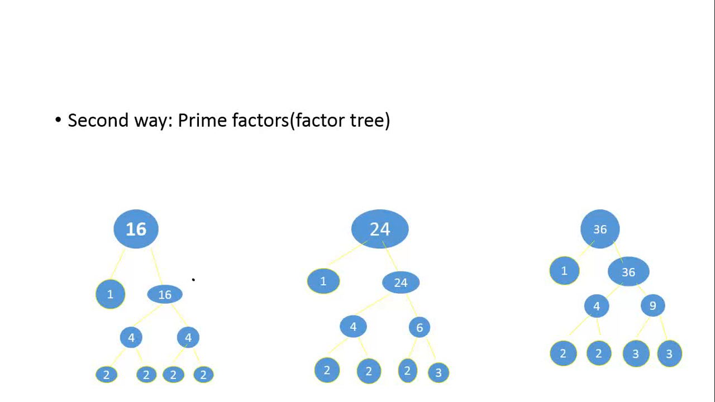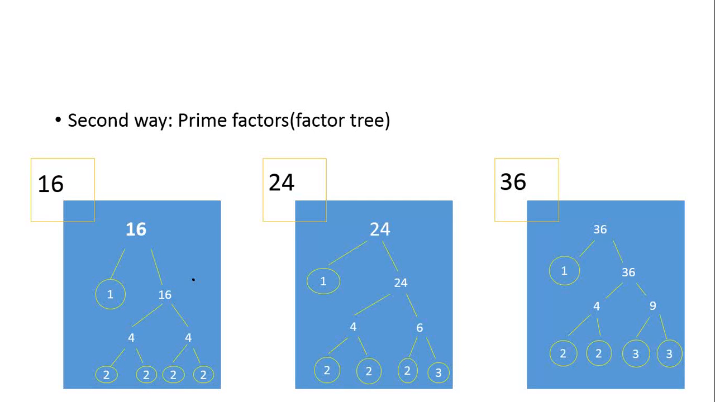For 36, 1 times 36 gives us 36, and 36 is 4 times 9, and 4 gives us 2 and 2, and 9 gives us 3 and 3. So now we select all the prime numbers and multiply them by 1.